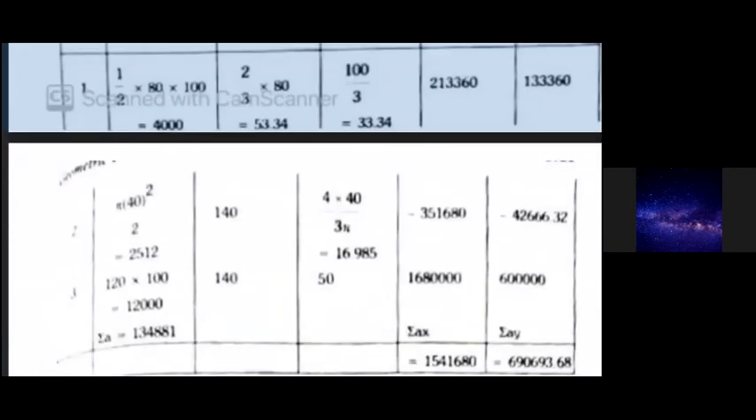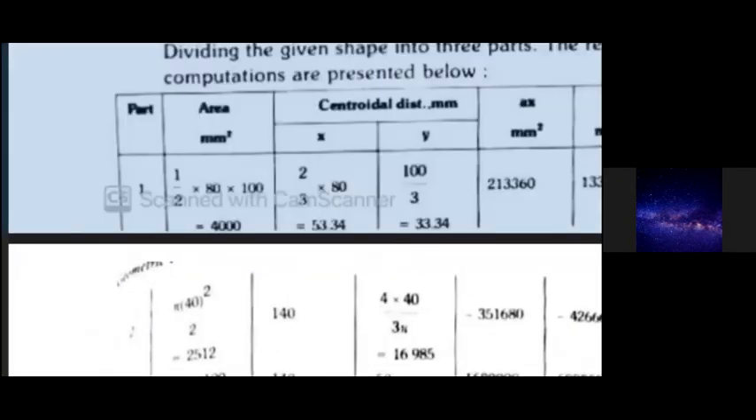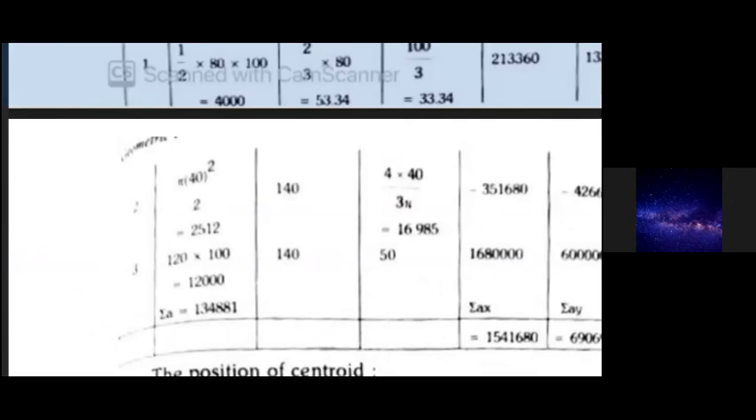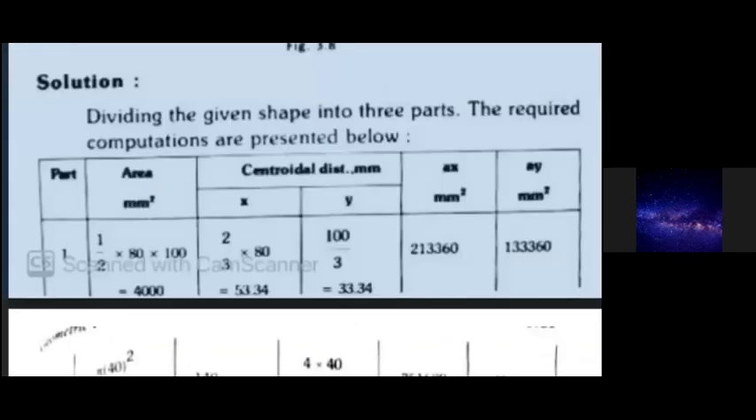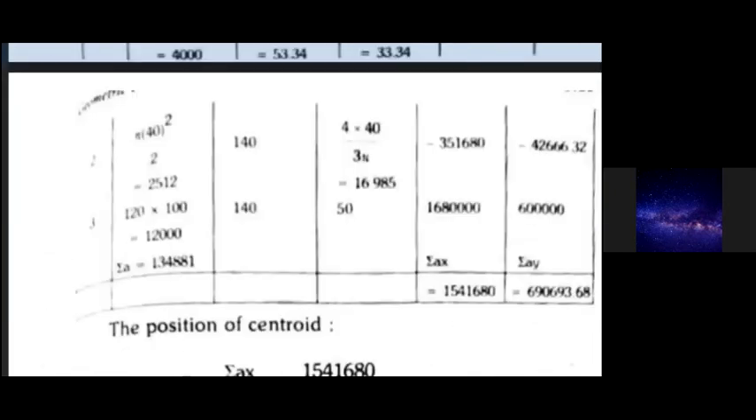And the third component is the rectangle. From its base, it's half of the height, that is half of 120, 60, 60 plus 80, that is also 140. And the y component is half of 100, that is 50. So after finding x1, y1 components of each and every part, next you have to find the product of ax and the product of ay of each component. Just complete the table. After that, find sigma ax, sigma ay and sigma a.